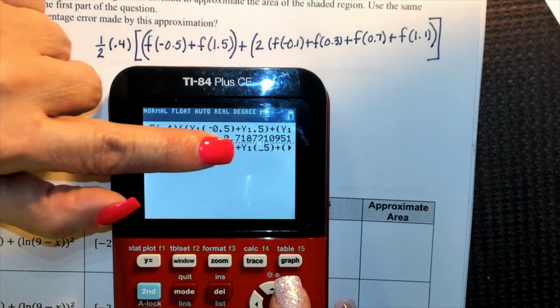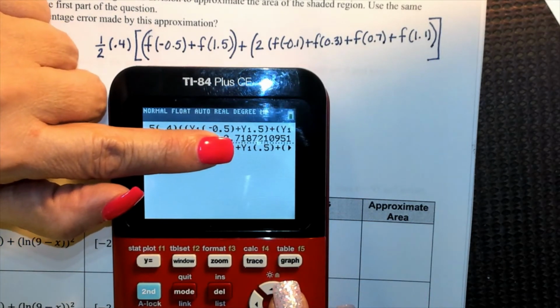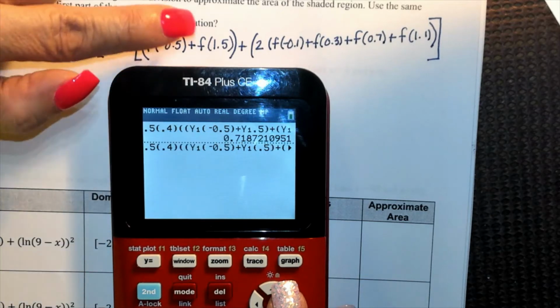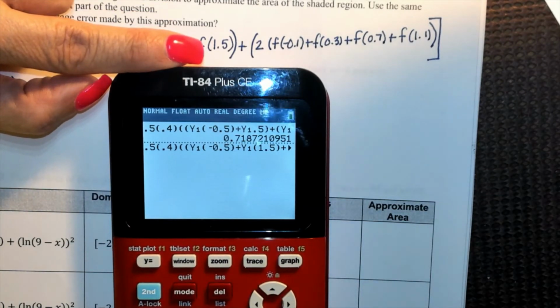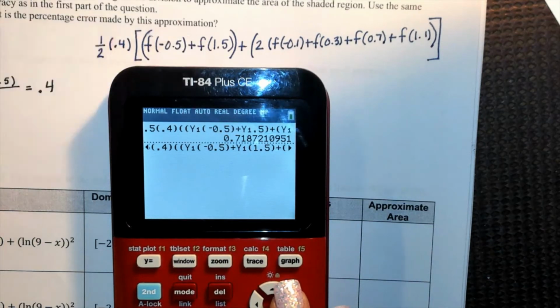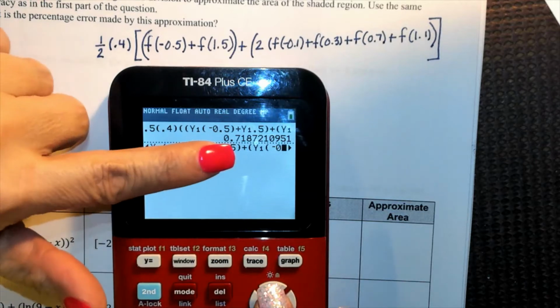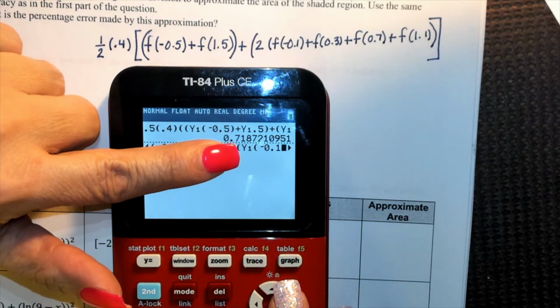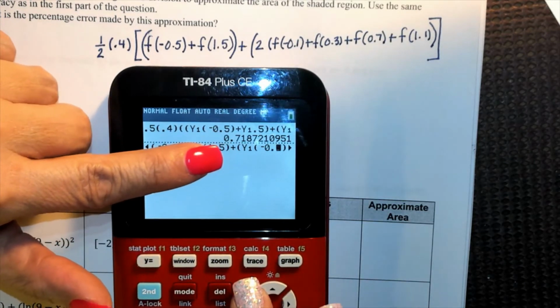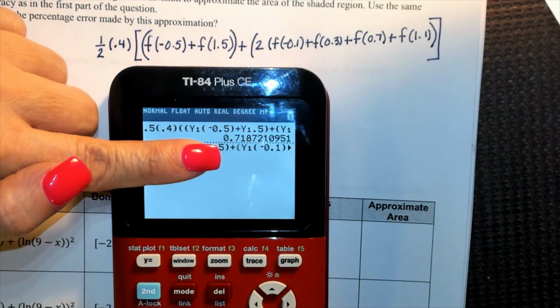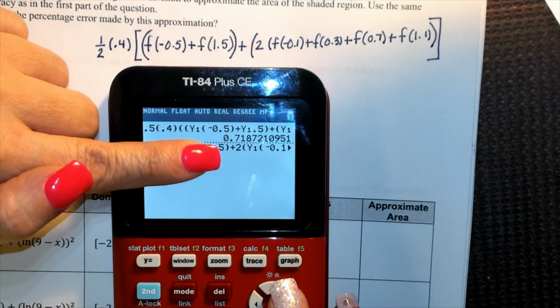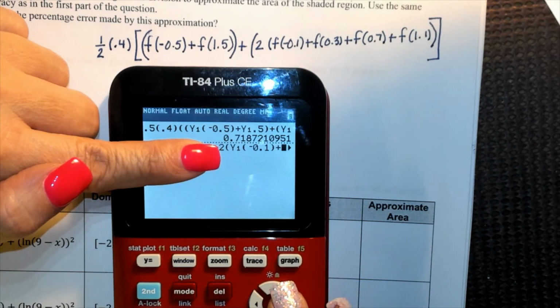Y1 of this plus Y1 of point, that right there, I need to insert a 1.5. Okay. Sometimes it's just going back and looking at what you did, plus right here, I forgot, what did I forget right there? I forgot my 2. So I'm going to come right here. I'm going to second insert a 2. So 2 times that plus that.